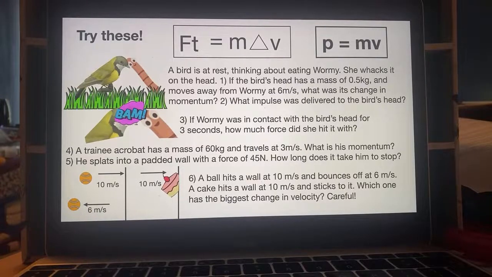A ball hits a wall at 10 meters per second and bounces off the wall at 6 meters per second. A cake hits a wall at 10 meters per second and sticks to it. Which one has the biggest change in velocity? And I've helpfully written careful. So yeah, be careful. Well, I'm going to do them behind you as well.